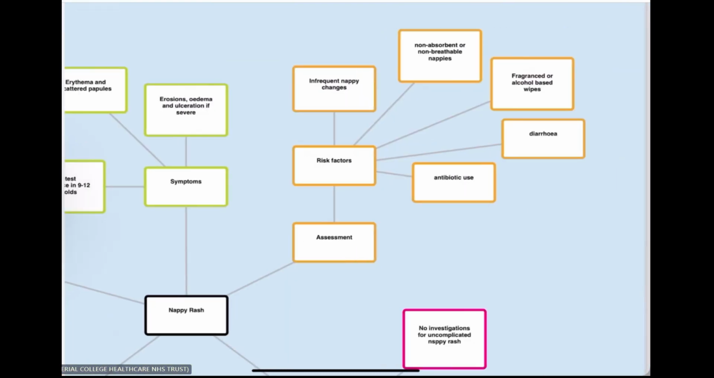Assessment. Ask about risk factors for nappy rash, including infrequent nappy changes, use of non-absorbent and non-breathable nappies, use of fragranced or alcohol-based wipes, diarrhea, and use of oral antibiotics. Ask about the location, nature, and duration of the rash, along with any previous episodes and treatments tried.